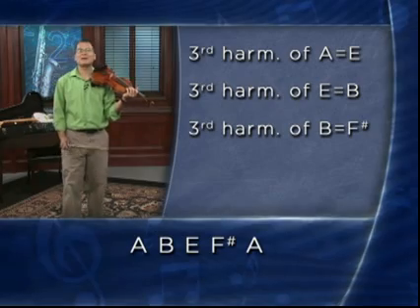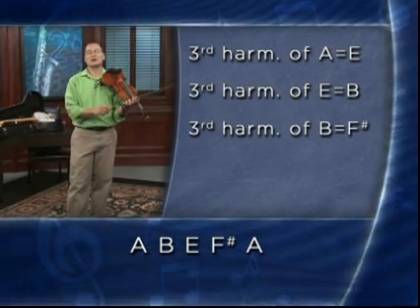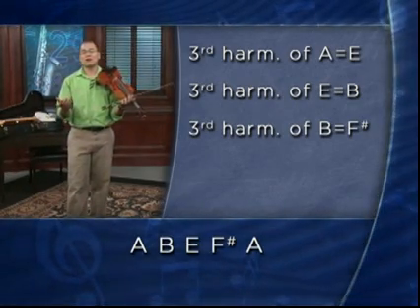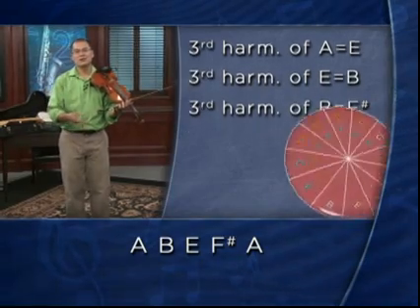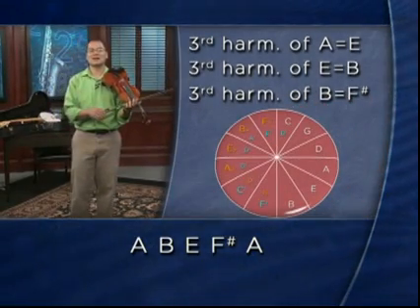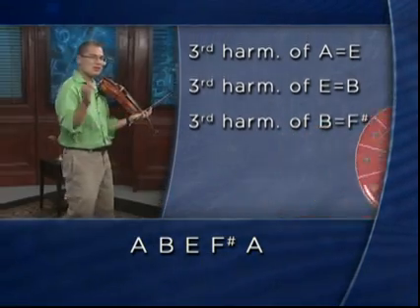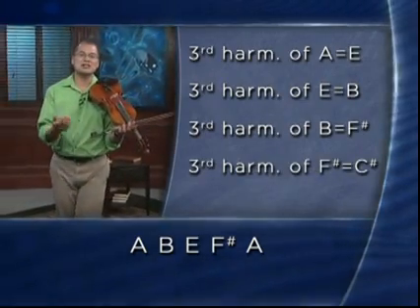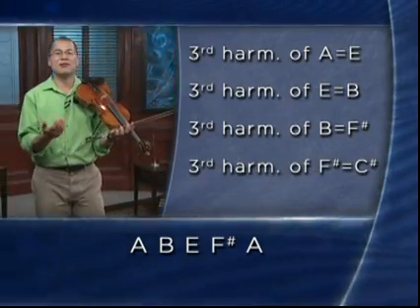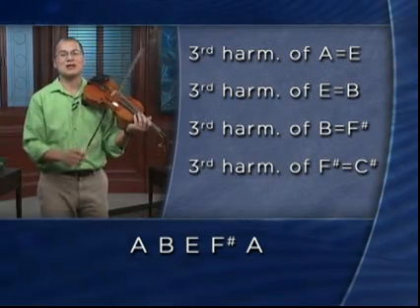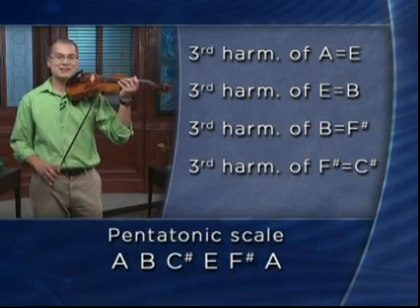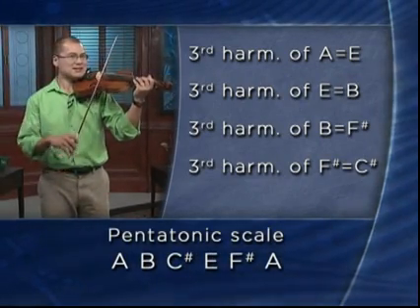There's still a gap in there, and so let's add one more note. For music folks, if you know this, we're just walking around the circle of fifths. We're going to talk more about that next time. So the third harmonic of the F sharp is a C sharp, and now I think we might have enough notes to play interesting music. What do we have? We have a pentatonic scale. Let's hear the pentatonic scale.